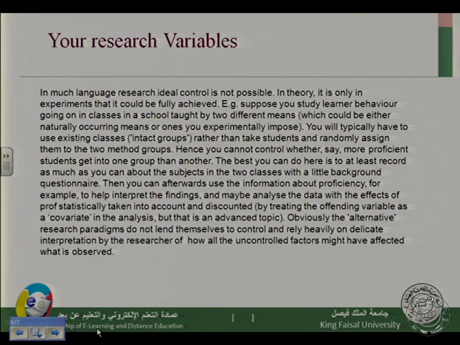You will typically have to use existing classes intact rather than take students and randomly assign them to the two method groups. Yes, because in this example, you have two classes. You don't need to select them randomly. No, you will take the class intact as it is, the whole class. For example, the grammar class section A, and the grammar class section B. You take them as they are. So you don't need to randomize them and etc.